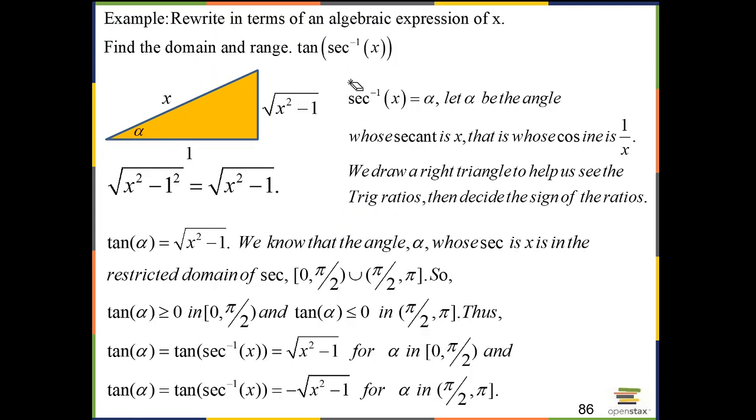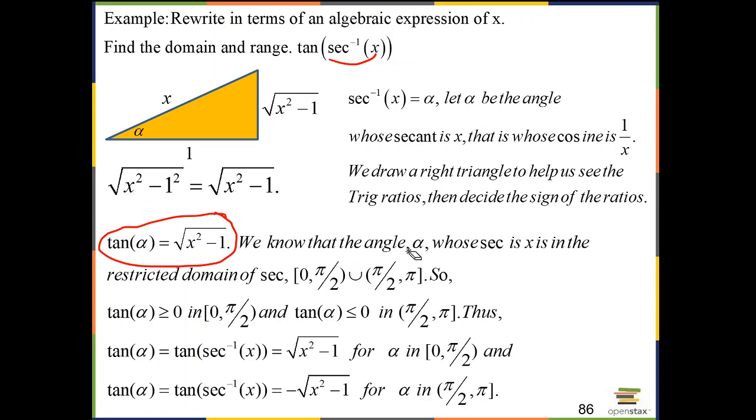Pretty useful. Here's another one, tangent of secant inverse of x. Again, we assume that secant inverse is an angle, alpha, whose secant is x. That means whose cosine is 1 over x, and we figure this out from the Pythagorean property. So we have the triangle, we can get the values. What's the tangent of this? Tangent is opposite over adjacent. So that's the tangent. But you have to figure out the sign.